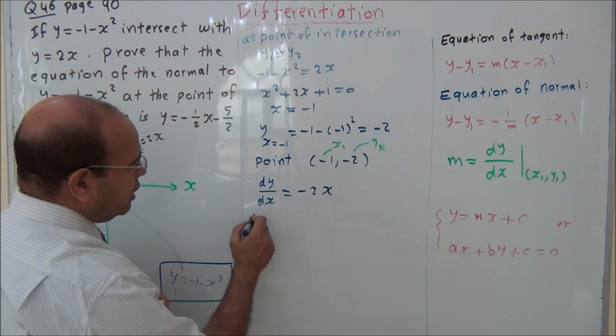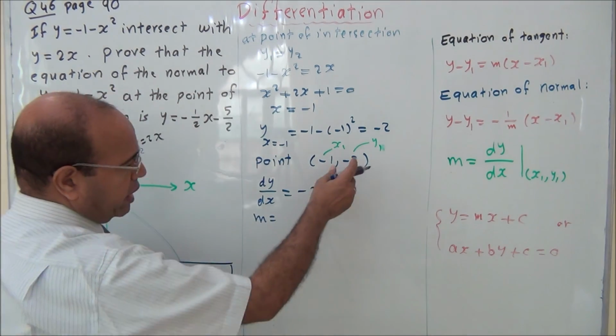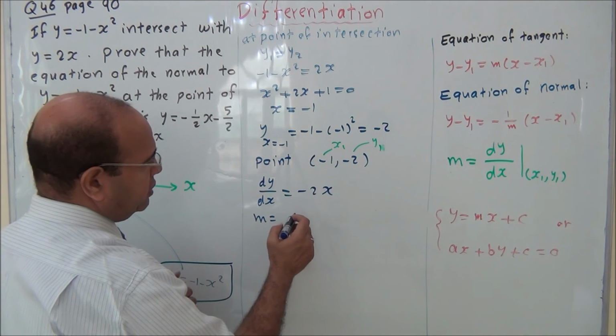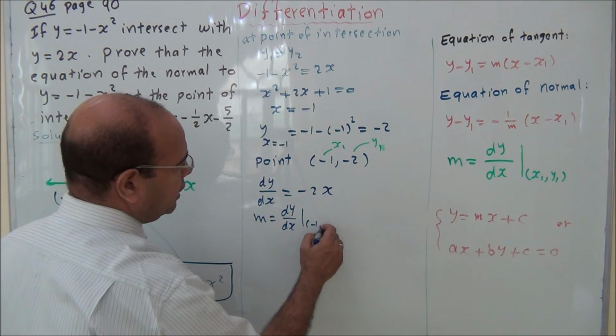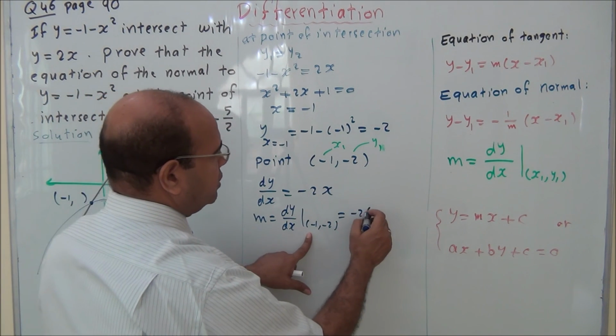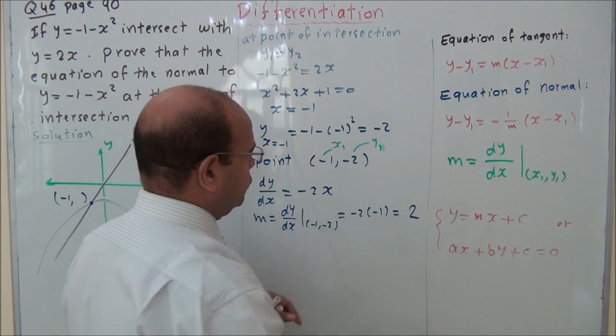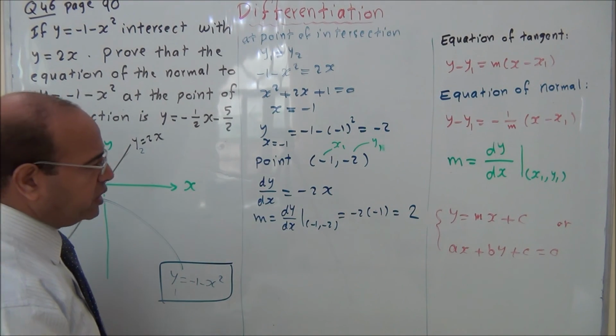So m is the gradient of the tangent at any point, at the particular point negative 1 and negative 2. So it's dy by dx at the point negative 1, negative 2. Replace x by negative 1. So it's negative 2 multiply negative 1, it's positive 2. So the gradient of the tangent at the point of intersection is 2.